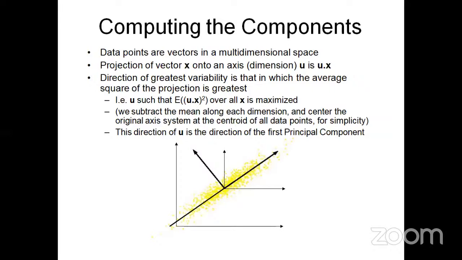So computing the axis, data points are the vectors in the multi-dimensional space. Projection of the vector x on axis u is u dot x. Anyway, the plot you will be getting when you do the particular calculations. Direction of the greatest variability is that in which the average square of the projection is the greatest. So that is, E[(u·x)²] is maximum.